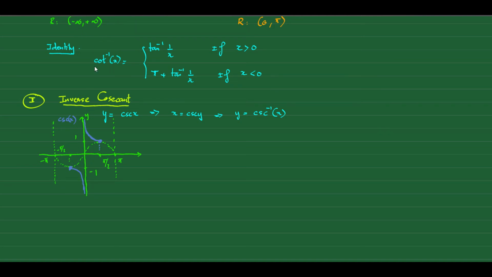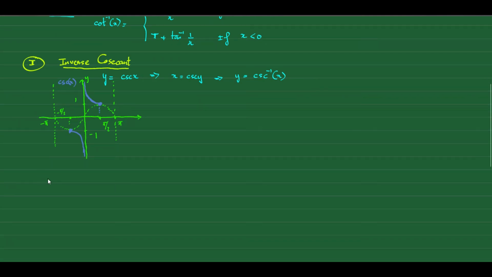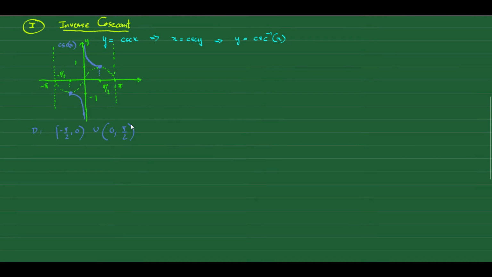Now we're going to try to see if we can get the inverse of this one. But first of all, let's talk about the domain. The domain over here will go from negative pi over 2 to pi over 2, not including 0, right? Not including 0, so we can have negative pi over 2 to 0, union 0 to pi over 2 only. Then the range will go from negative infinity to negative 1, with negative 1 included, union 1 to positive infinity.